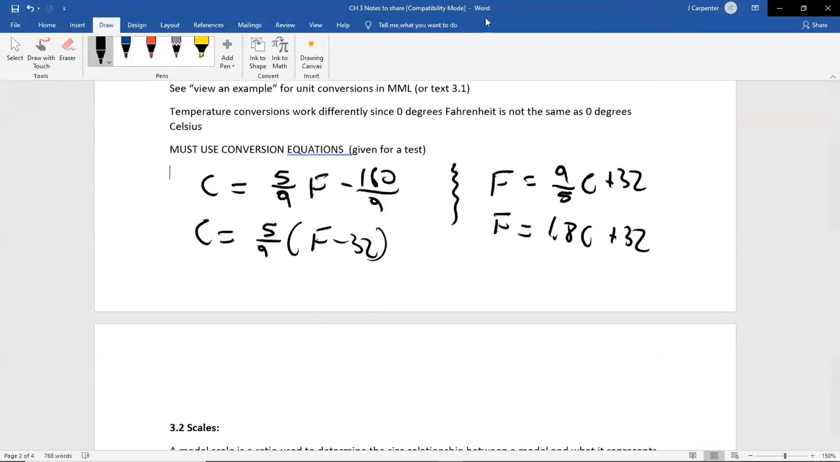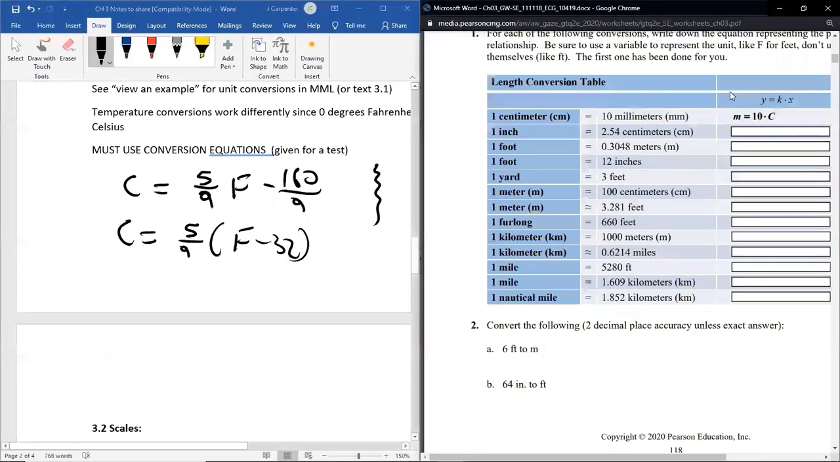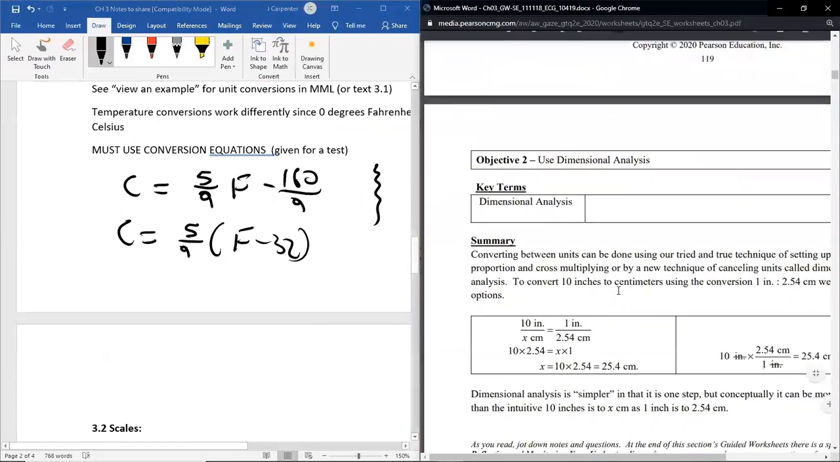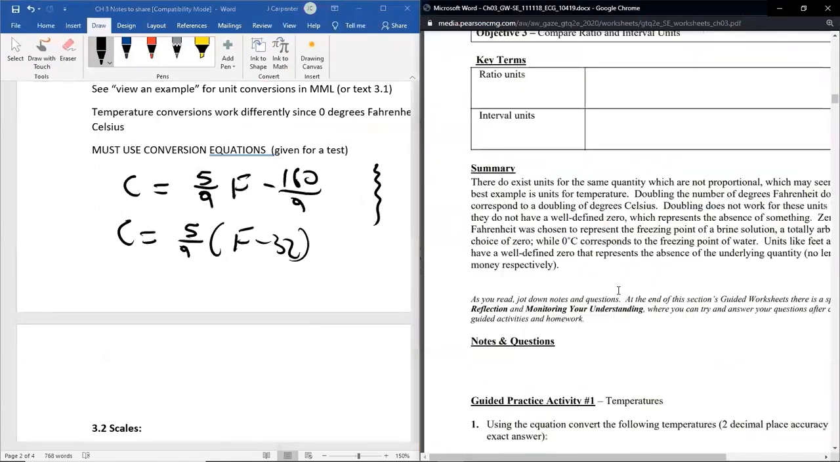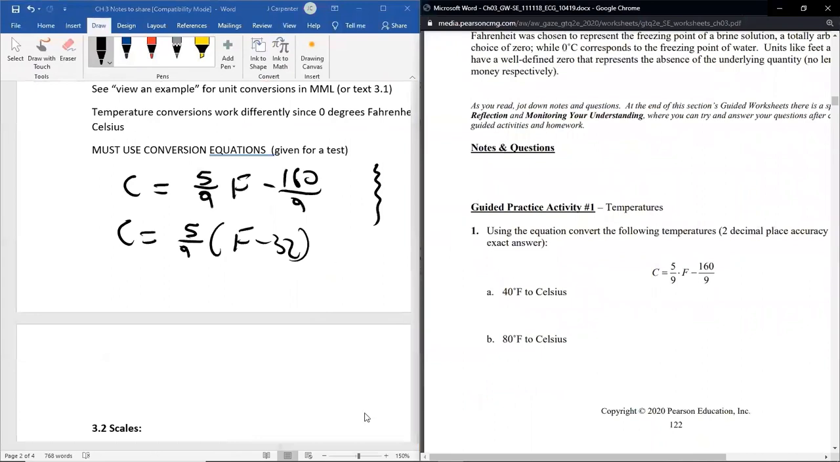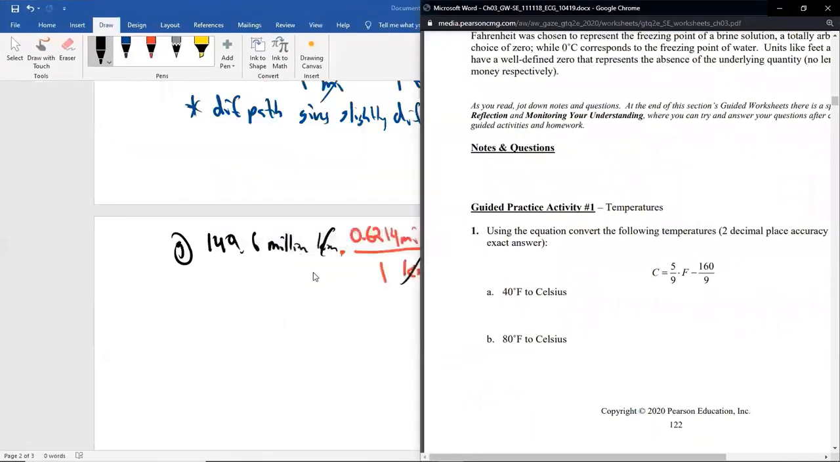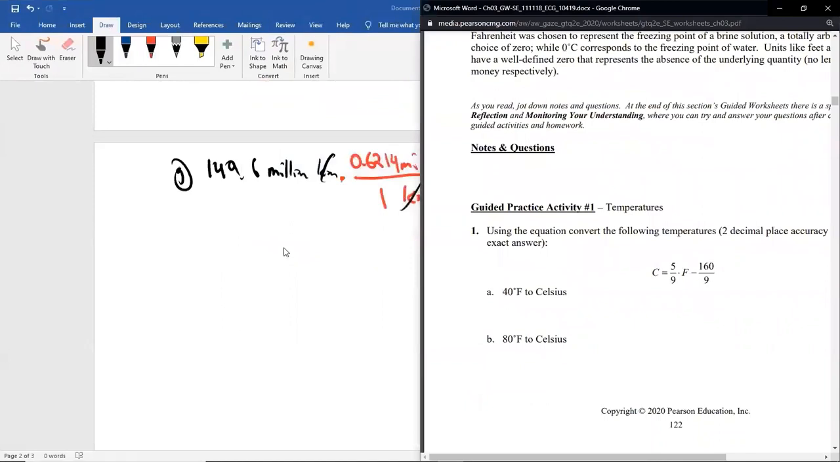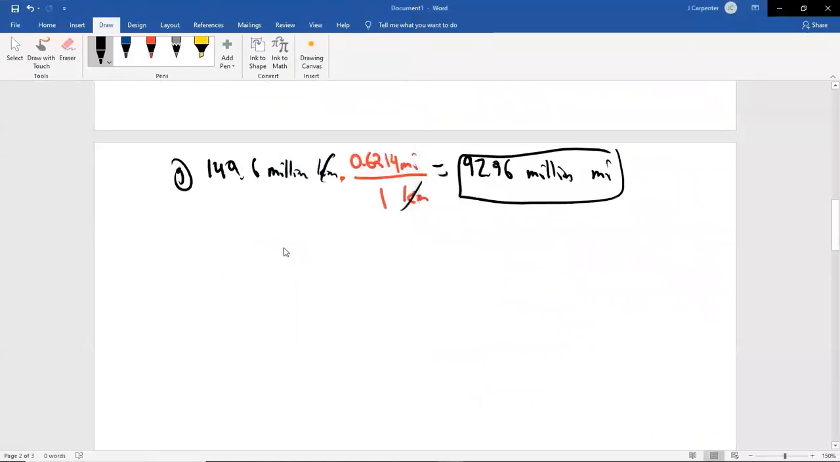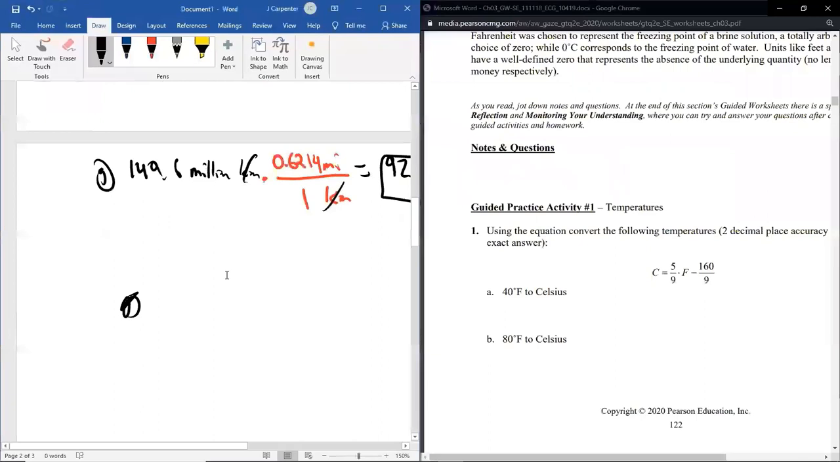So what we'll do for the last bit, and again, I will do at least one more next time because I'm only going to have time to do one of these, let's do 1A from the guided activity, on page 122. Technology, always fun. Okay. So we're going to convert 40 degrees Fahrenheit to Celsius.